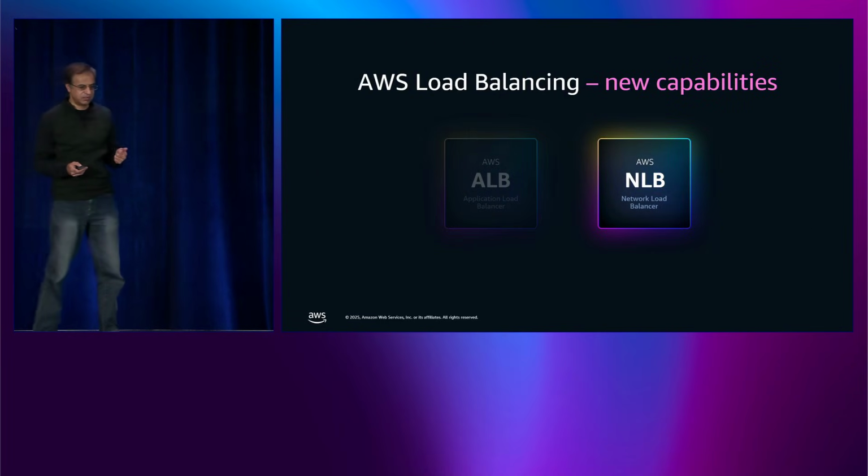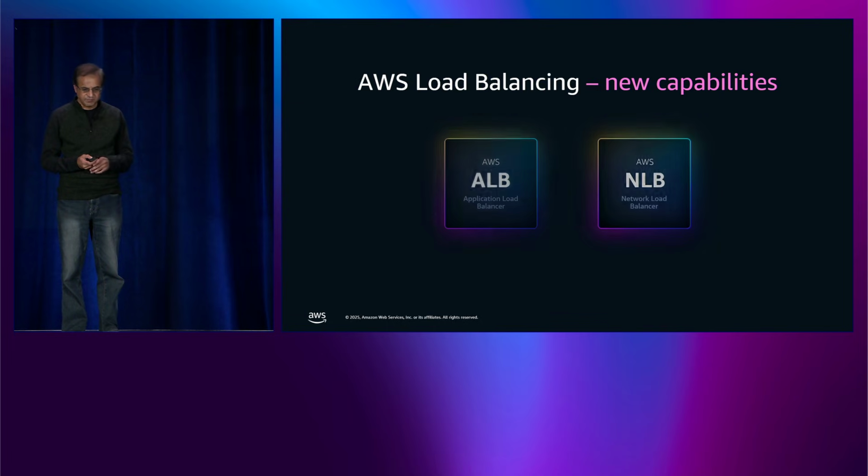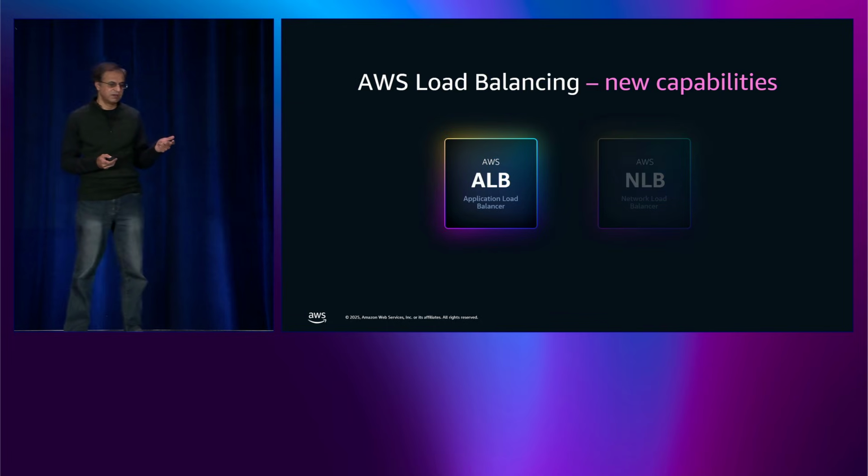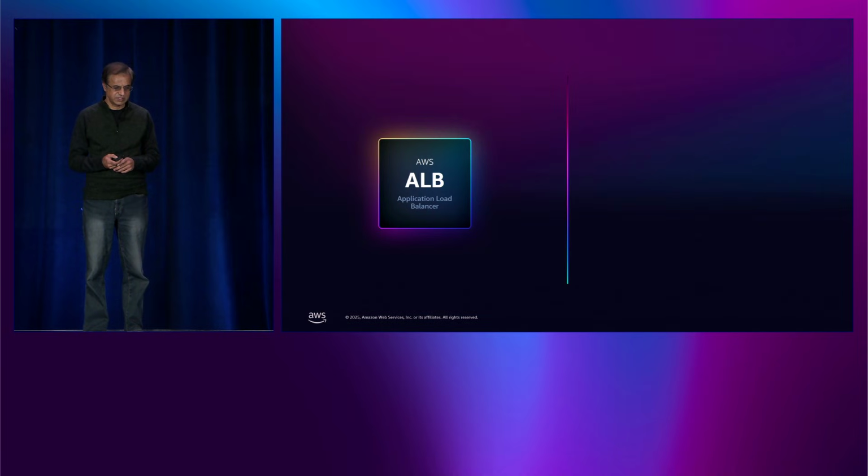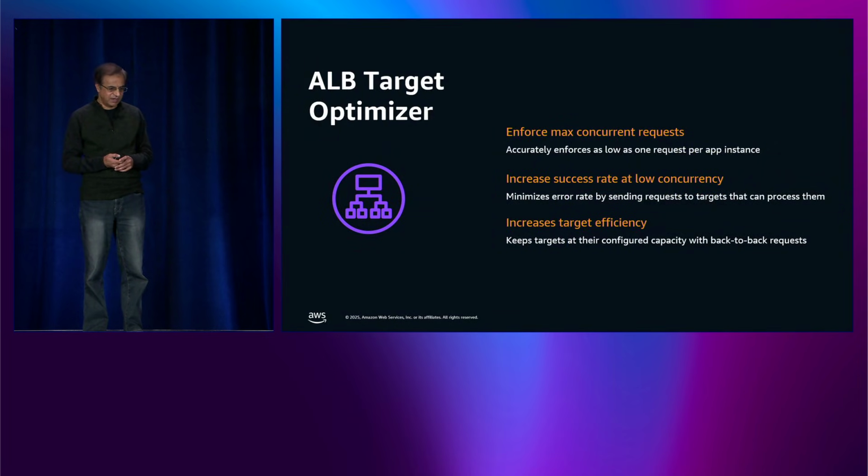We looked at 2 key features that we launched on NLB. Now let's switch gears a little bit and talk about the 2 new features we have launched on ALB in recent weeks. Number 1 is an interesting and very exciting feature called Target Optimizer. I'll talk about what it is first and what benefits the feature provides, and then how it works. It allows you to enforce a maximum number of connections.